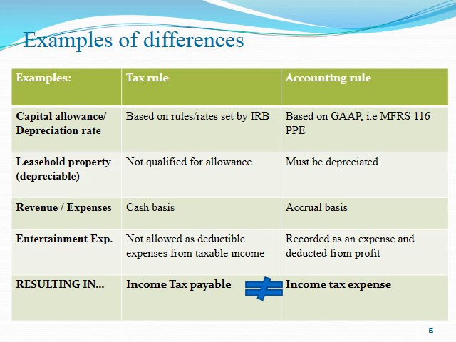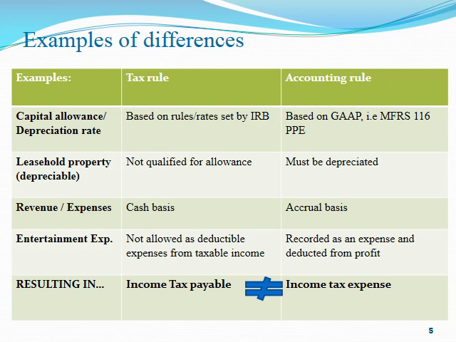Examples of differences between the two sets of rules. First, capital allowance or depreciation rates. Under tax rules, the capital allowance or depreciation rate is based on rates set by IRB. However, for accounting rules, it is based on GAAP, for example, MFRS 116 for PPE.